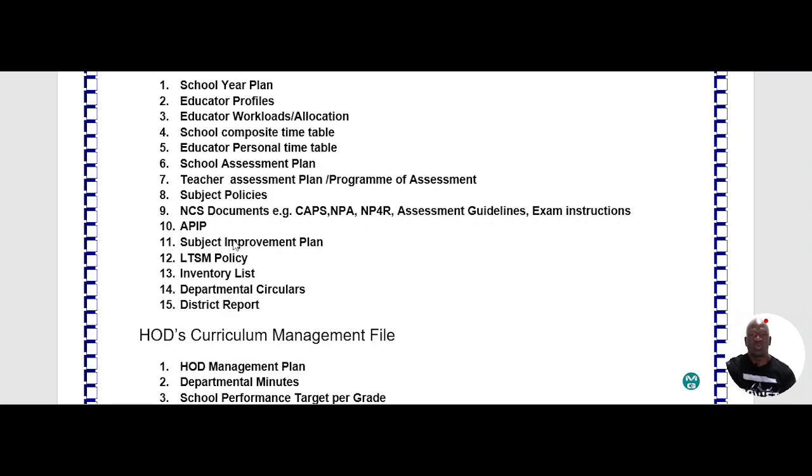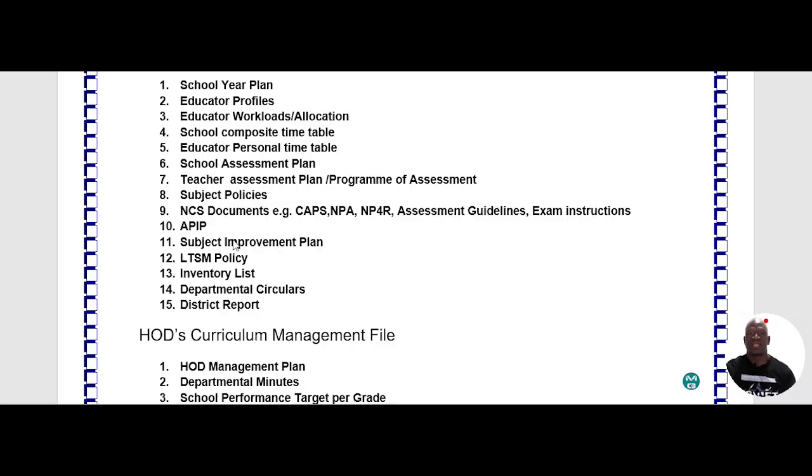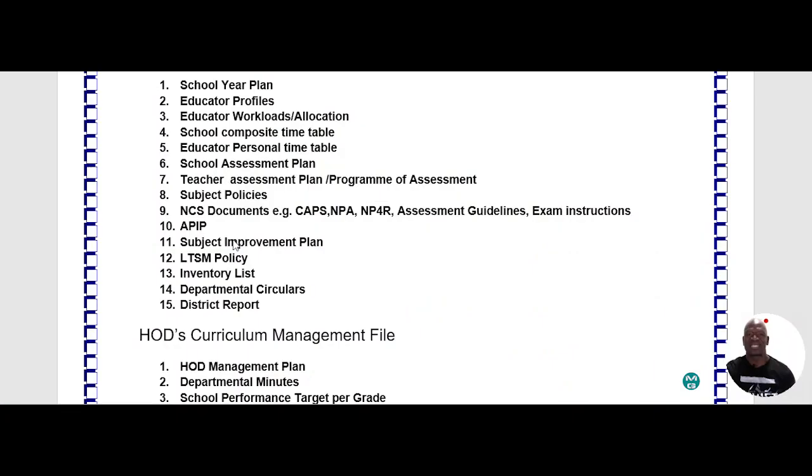What is important, which I need to indicate in the subject improvement plan, is that it should speak to the identified challenges as per the tools that have been used to analyze the formal task. It shouldn't just be developed in isolation, because we might have a situation whereby the interventions don't address the identified challenges. So teachers must be careful. So the HOD should have that particular document that speaks to the subject improvement plan in terms of the subjects that he or she is heading.